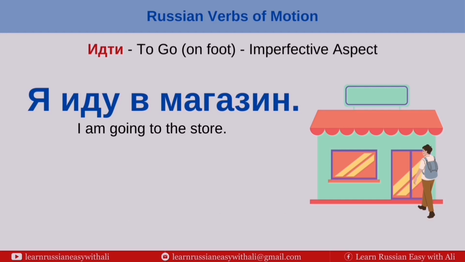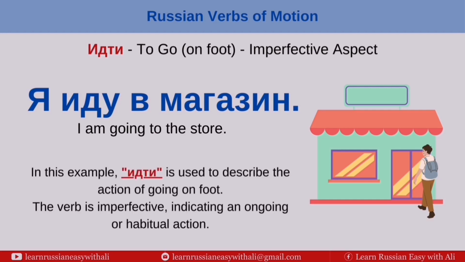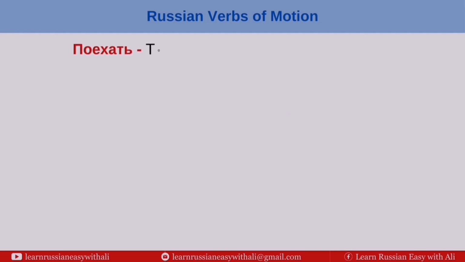In this example, Идти is used to describe the action of going on foot. The verb is imperfective, indicating an ongoing or habitual action. Поехать: to go, by vehicle. Perfective aspect.